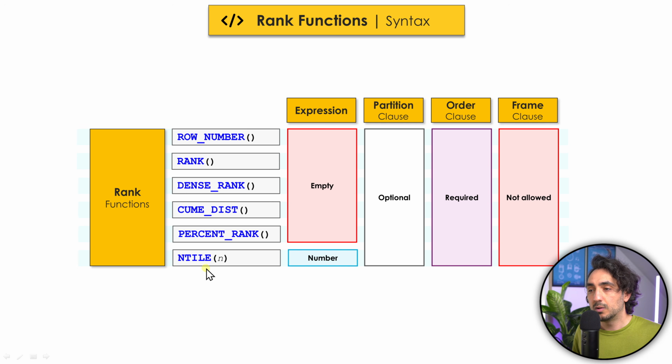As you can see, all those functions are ranking functions, and almost all of them don't allow any expressions inside them. Besides this function here, the NTILE. It accepts a number inside it, so you cannot use it empty. You should use a number inside it. All others must be empty. Now for the partition by, all of them are optional, and for the order by, all of them are required. So you must use order by, and the frame clause is not allowed in the ranking functions. So you cannot change the definition of the frame inside the window function.